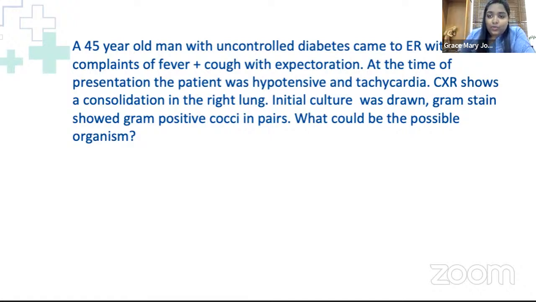So one thing I want to stress here is that the culture that you usually take will easily take 2 to 3 days before you can isolate the exact organism. But the gram stain can be done in a very short time, and you will get your gram stain reports without much delay once the sample has been given to the laboratory.